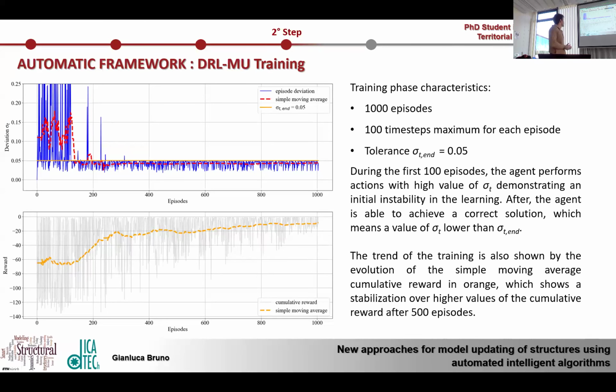At the top, we have the trend of the error between the real and simulated target variable for each episode. And at the bottom, we have the trend of cumulative reward for each episode. In particular, with the trend of the simple moving average, we can observe the stability and the accuracy of the training phase and of the agent.